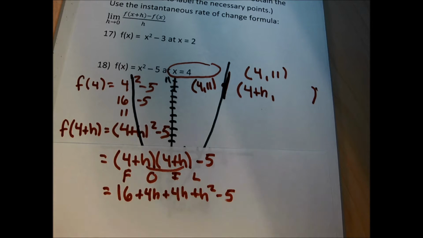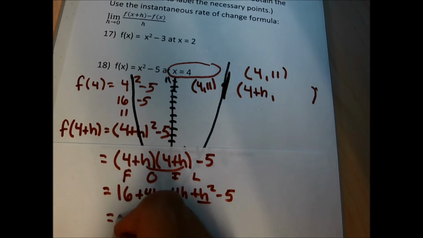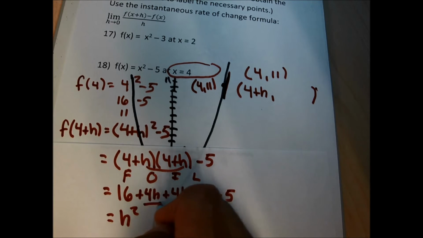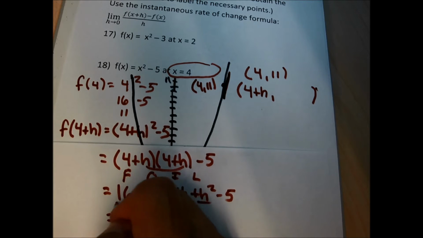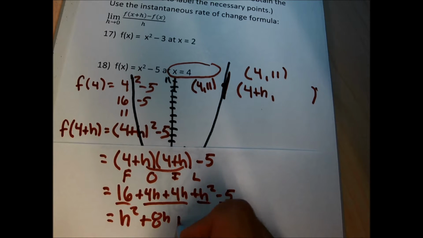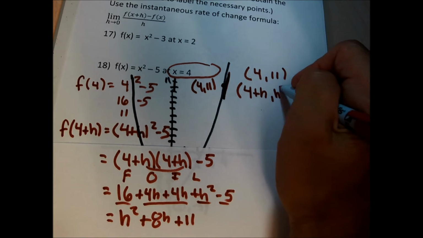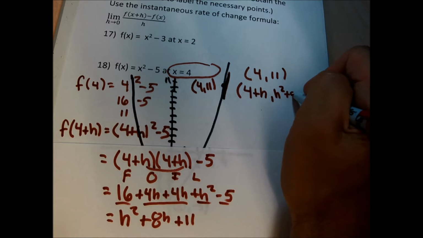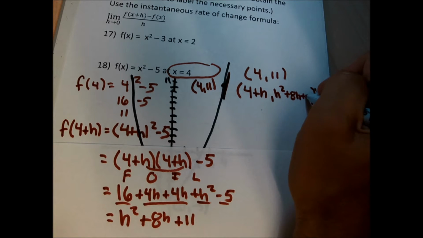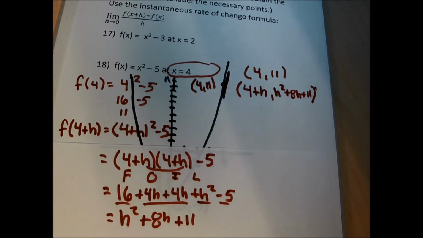I'm just going to write this a little bit nicer. I'm going to write the h squared first. I'm going to combine the 4h's together and get an 8h. And I'm going to combine the 16 and minus 5 and get a plus 11. So the y-coordinate of the second point is going to be h squared plus 8h plus 11. So now I have 2 points.